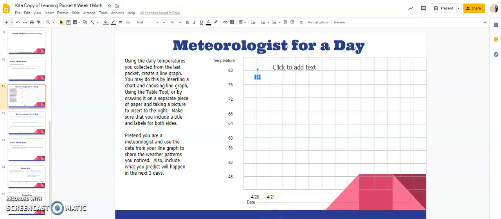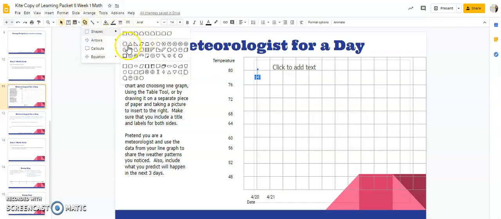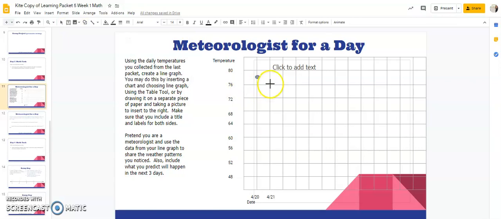Now on April 21st, it was 76 degrees. So I'm going to insert another oval, and I'm going to put that right here on 76. 76 is right on the line. Ooh, that's a little bit bigger than the other one. Once again, I didn't quite get it on the line. That's okay because I can move it over once I've got the cross. There we go. And put it right on the line.